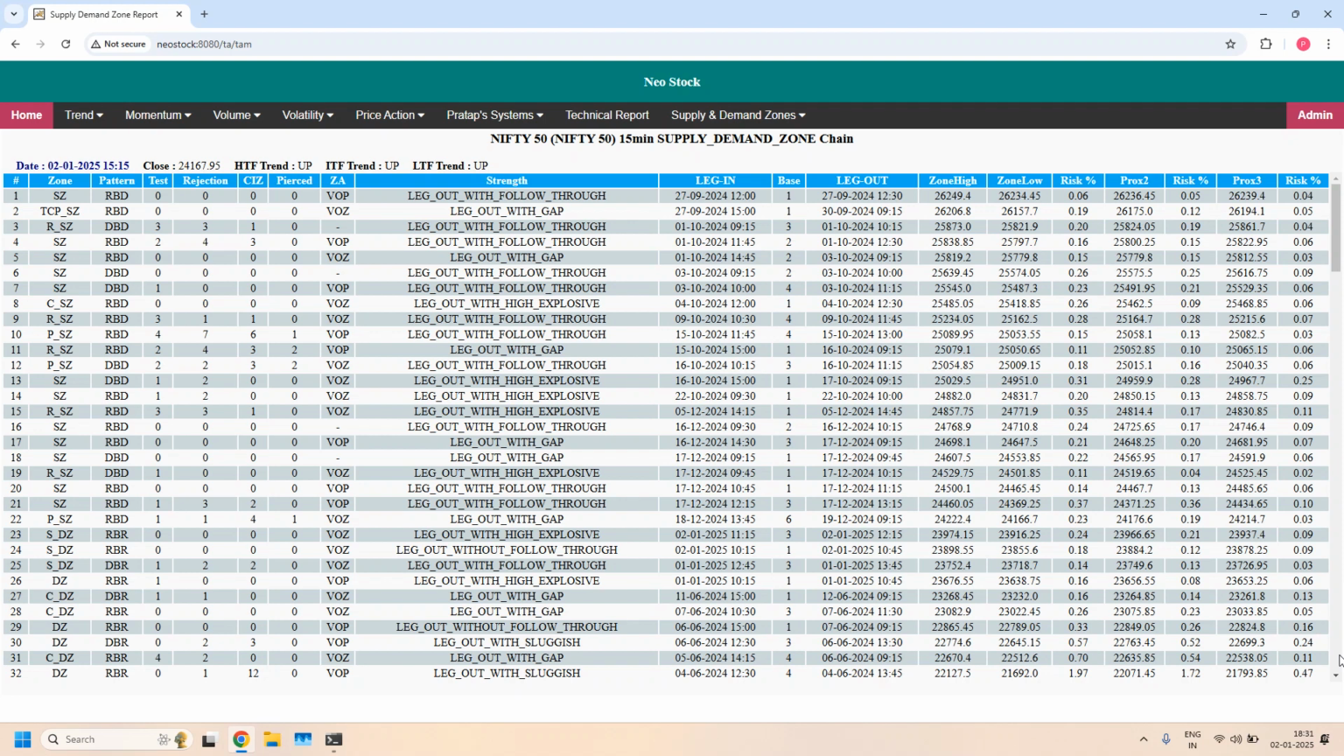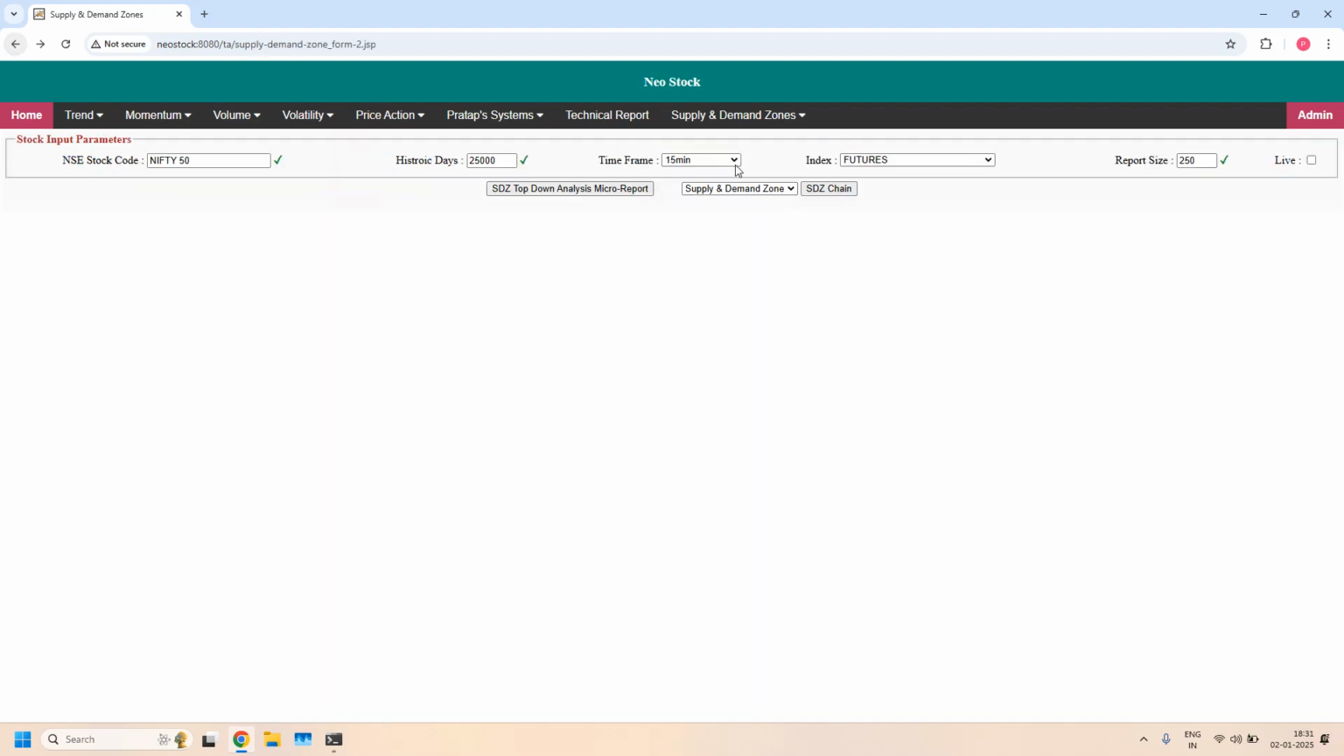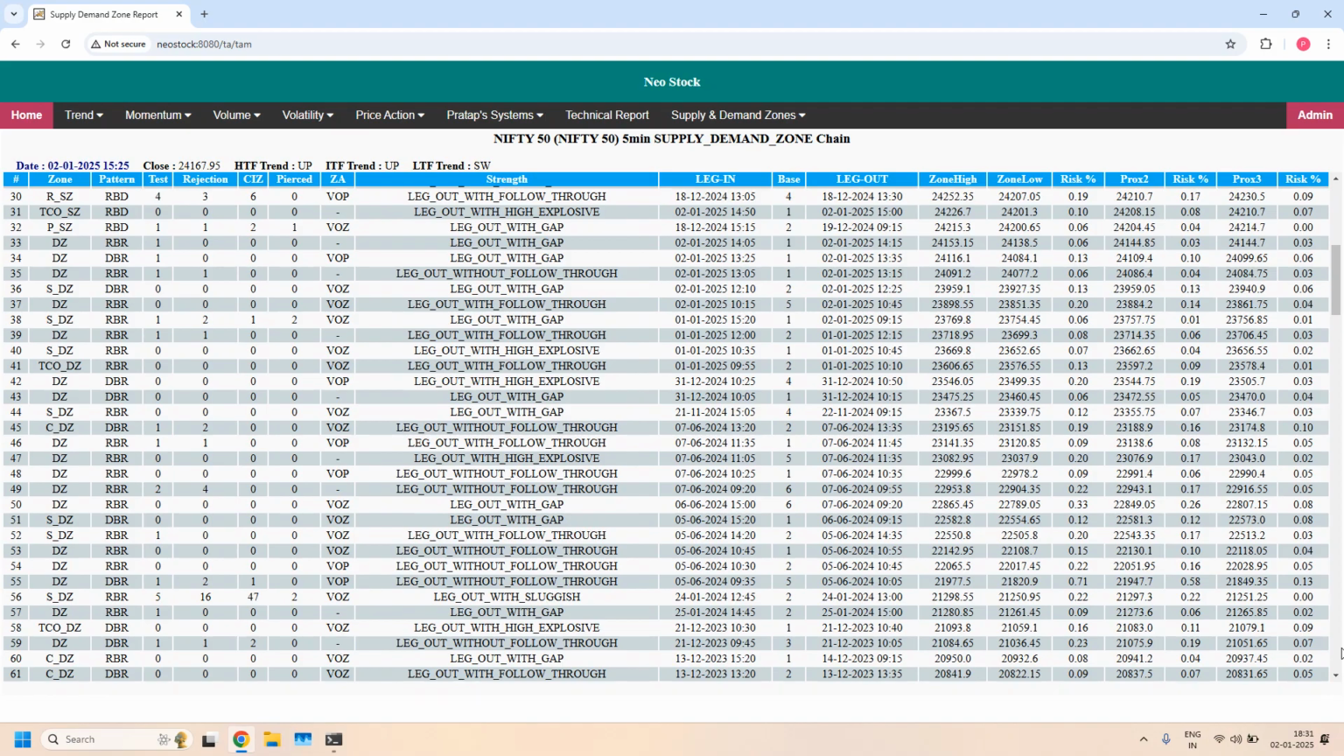Let me scroll the list down to look for more demand zones. Okay, next, 5 minutes supply demand zone chain for NIFTY. I am scrolling the list down to find the demand zones. All these are supply zones. Scrolling the list down. Okay, this is a 5 minute supply demand zone chain. We have completed NIFTY supply demand zone chain.